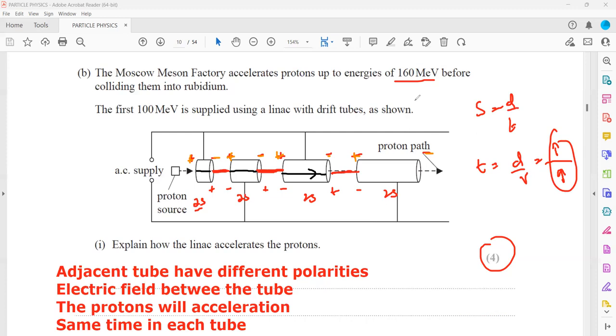And so when they take the same time in each tube, whenever they reach one end of a tube, they will always receive the same polarity, so they will accelerate. We can accelerate this proton to about 100 mega electron volt. But why not to 160 this way? Because when the particles are moving at a high speed, close to the speed of light, the mass does not remain the same, the mass changes due to relativistic effect. So we cannot have a perfect proton that takes the same time in each tube. As the mass changes, the acceleration will also change.